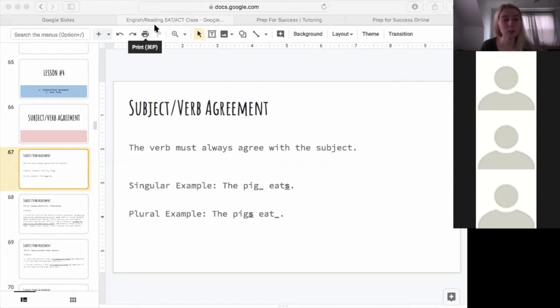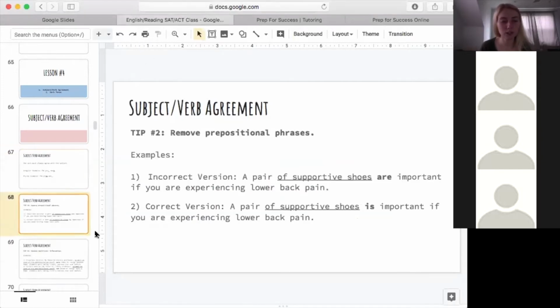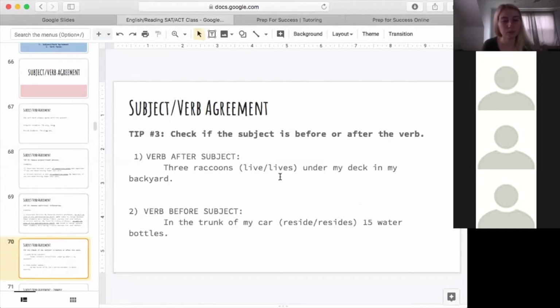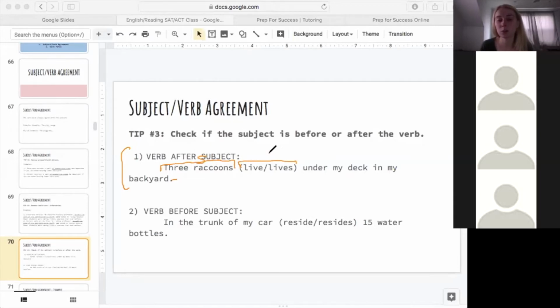Right, so before we do a couple more practice problems, there's just a few more things that I wanted to go over. So here, our first one is check if the subject is before or after the verb. So in this case, if you have something along, let's say these lines, we have 3 raccoons live or lives under my deck in my backyard. Well, this one's a little bit easier because we have the traditional style that we're used to. The 3 raccoons is my subject, so the subject is before the verb. Now we also have some prepositions elsewhere in the sentence, but we'll get to that later. But it's easy because we have the subject and then the verb.